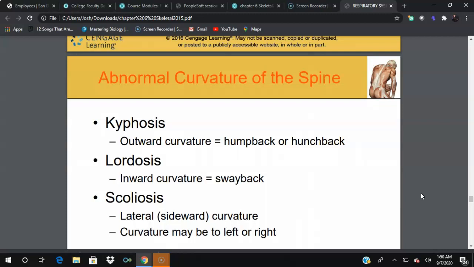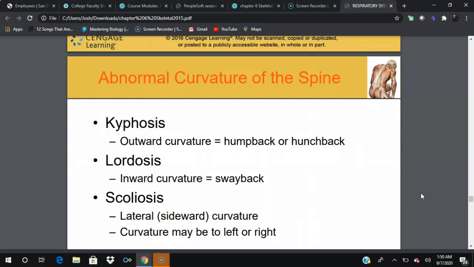If any of you have had a physical exam done, especially when you were a teenager, there's a test where they reach over and have you bend at the waist and touch your toes, and then they look at your back, and that's actually a scoliosis exam. It's checking for a lateral or a sideward curve of the spine. That curve could be to the left or it could be to the right.